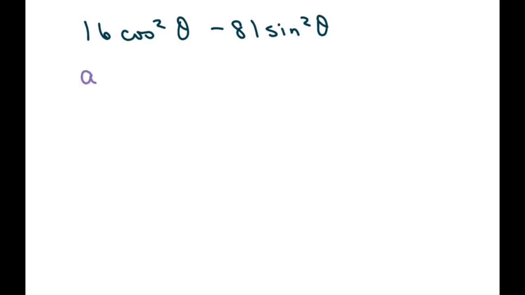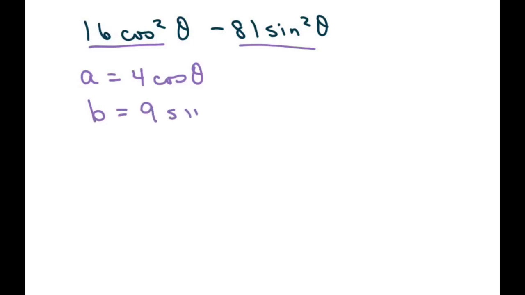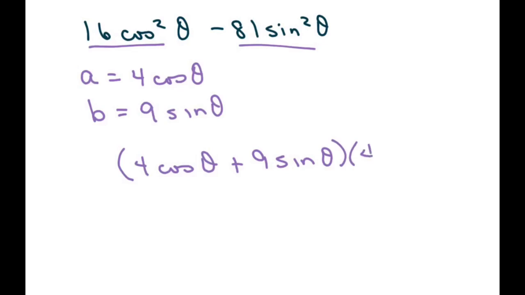Next one's the same thing. In this case, you square root both pieces, and you're going to get 4 cosine of theta for your a, and your b is going to be 9 sine of theta. So when you factor it, you're going to get 4 cosine of theta, and I'm going to put the plus first, just so you know you can do that, plus 9 sine of theta times 4 cosine of theta minus 9 sine of theta. And that's factored.